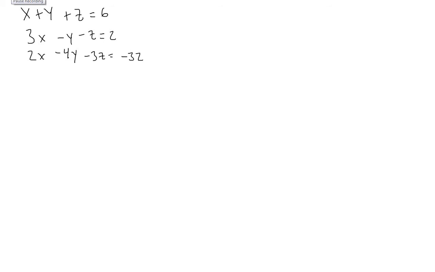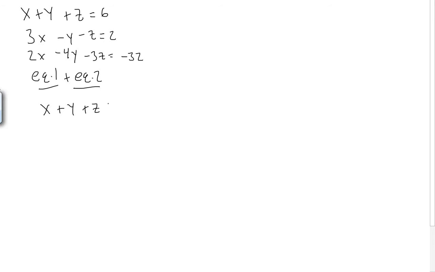All right, again, equation 1 and equation 2, those x's are ready to be eliminated. I'm sorry, those z's are ready to be eliminated already, so let's just eliminate them. If I take equation 1 and I add equation 2 to it, then x plus y plus z should equal 6. 3x minus y minus z should equal 2.